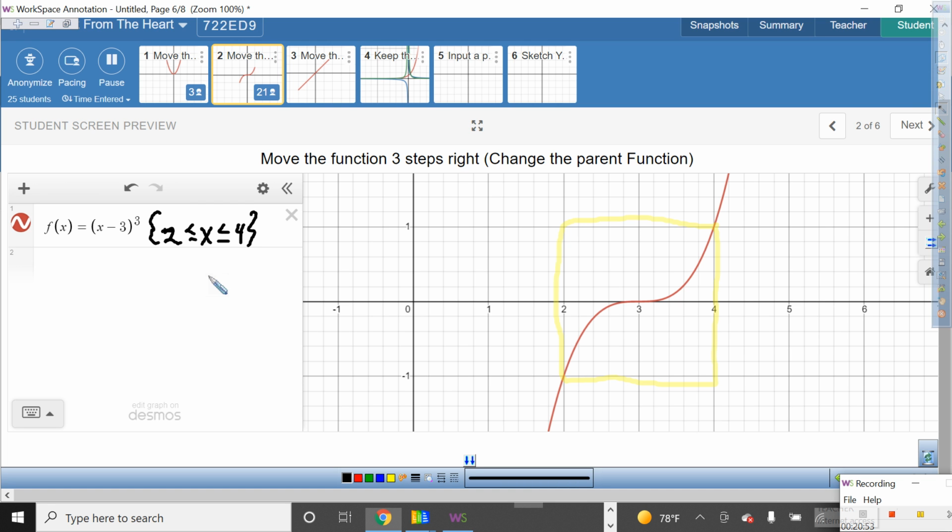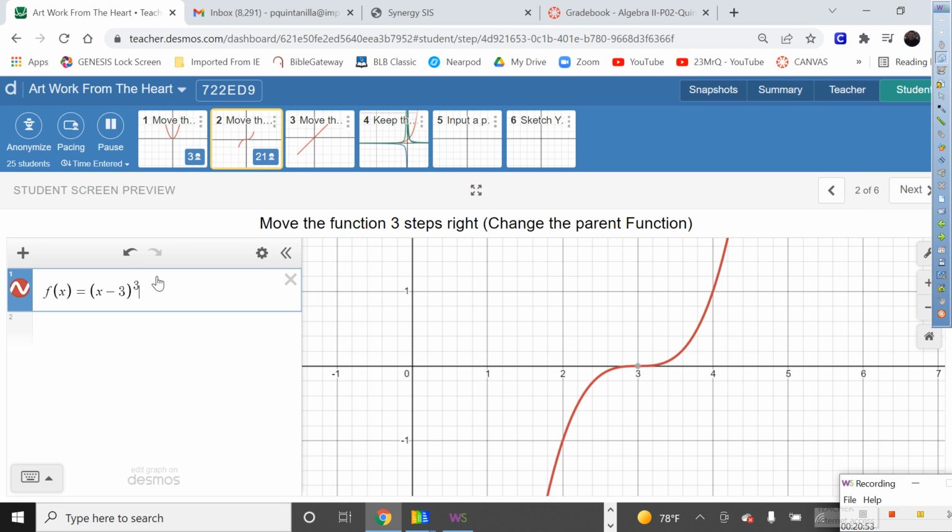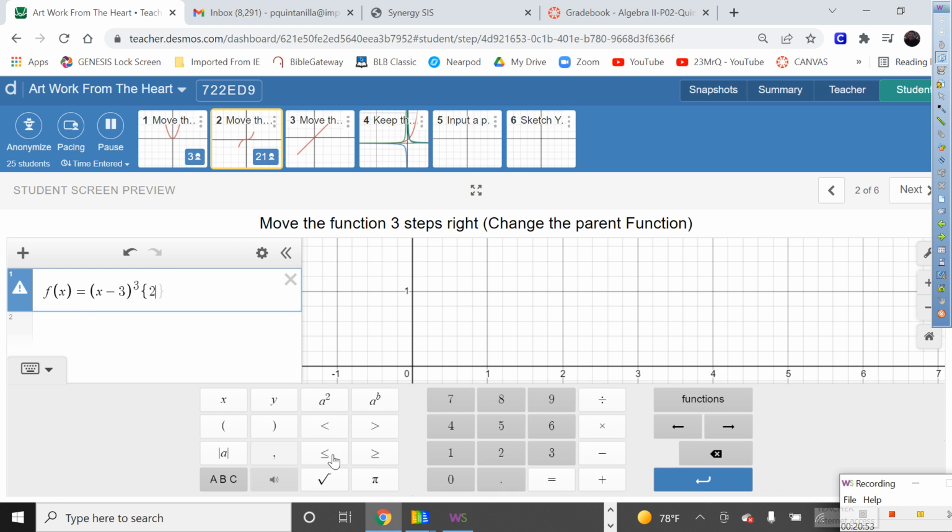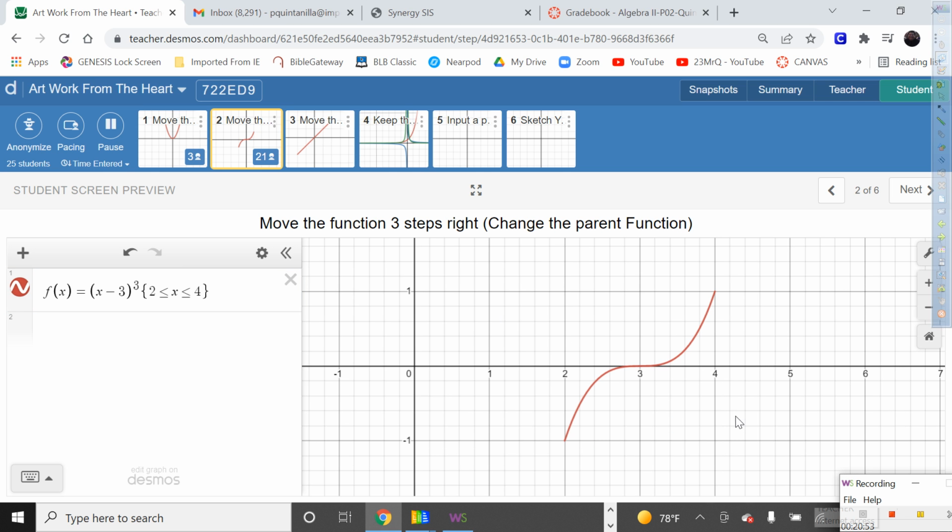All right. So let's see. Bracket, 2 less than or equal to x less than or equal to, what was it, 4? 4. Okay. How are we doing? Yes? Hands, have you got that?